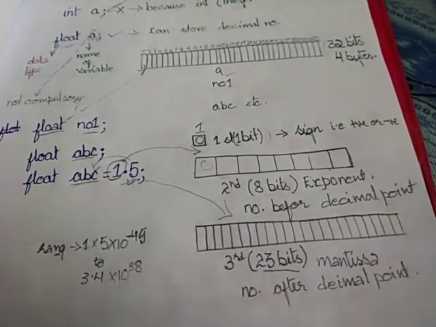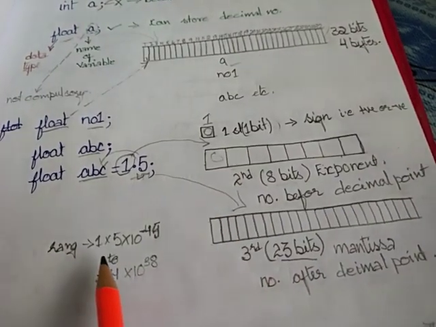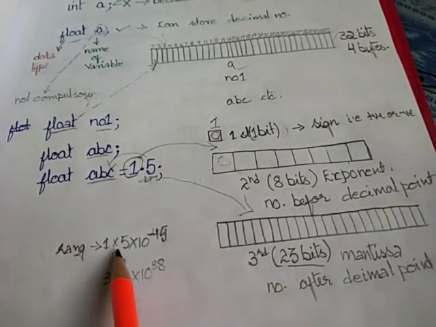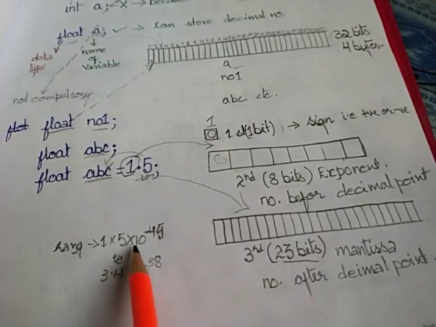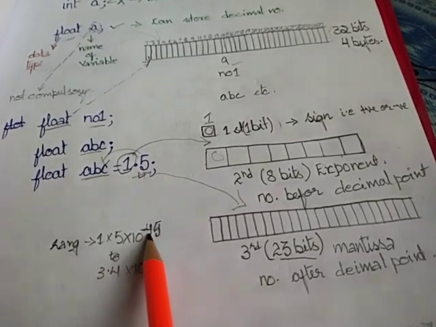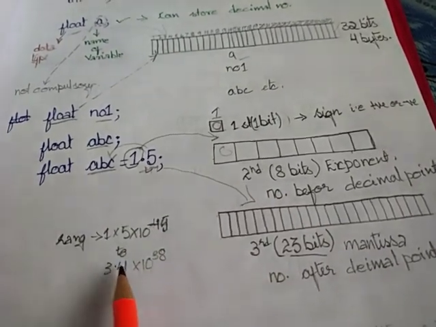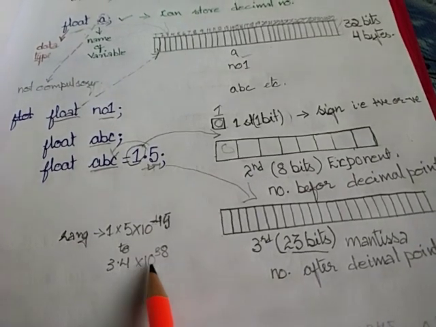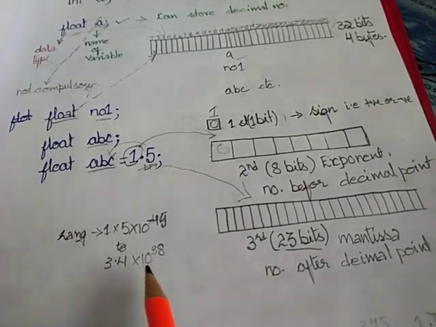Okay, and remember, the range of the float is what? 1.5 into 10 to the power minus 45. It will go on till 3.4 into 10 to the power 32.